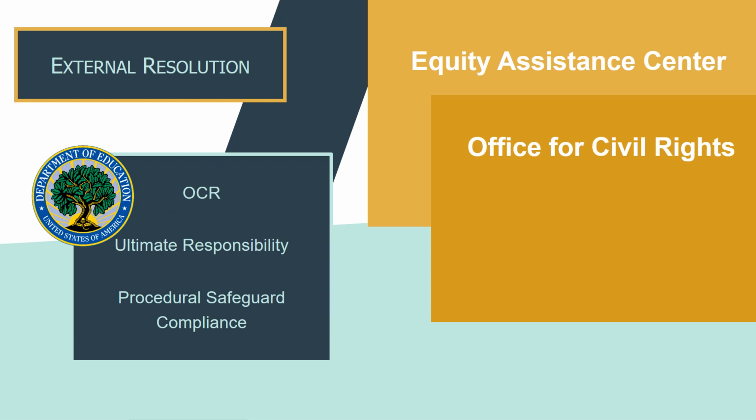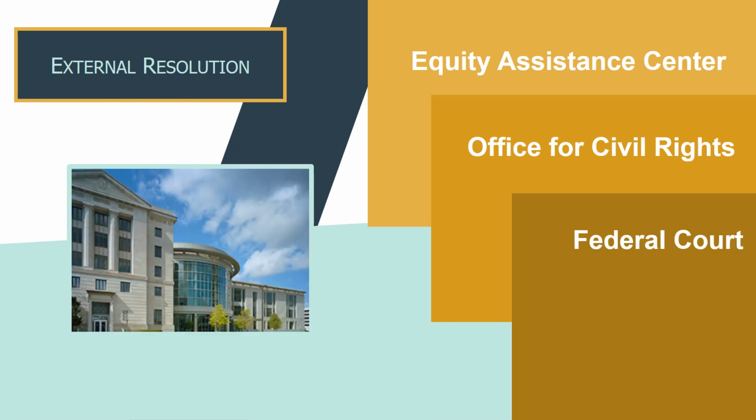A complaint can also be filed with the Office for Civil Rights, who maintains the ultimate responsibility for enforcing Section 504. The Office for Civil Rights is largely concerned with whether the district or charter complied with the process and safeguard requirements, such as the use of a team, affirmative duty to locate, evaluate, and making available the due process procedures. A complaint may also be filed in a federal court.